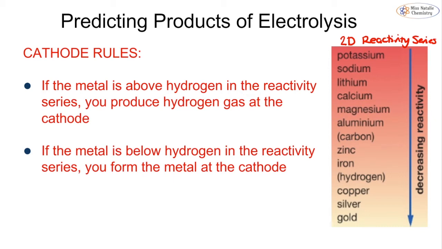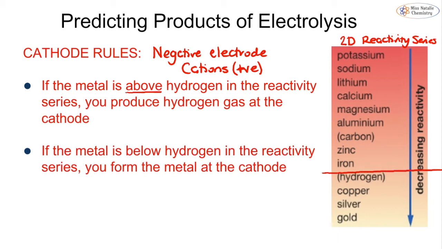So when we look at the cathode, our negative electrode, we are now focusing on the rules for the cations, which are, of course, our positive ions. We need to determine which one is going to react, and we use the reactivity series to tell us this. If the metal is above hydrogen in the reactivity series, so if it is above that red line, then you are going to produce hydrogen gas at the cathode.